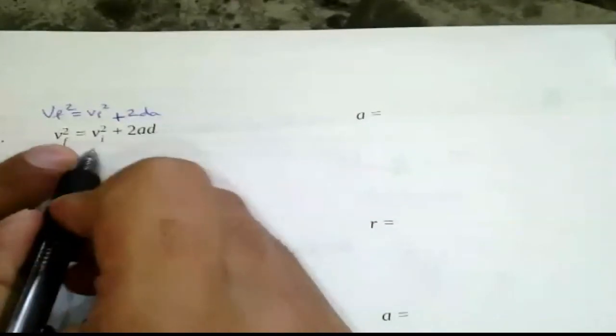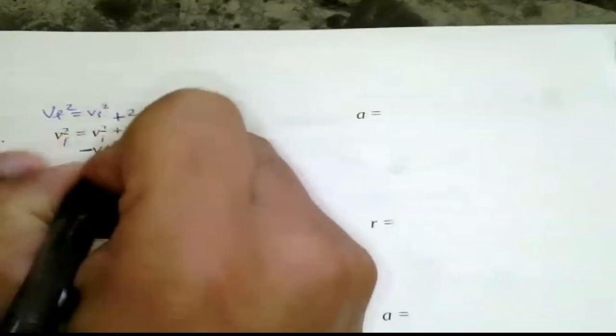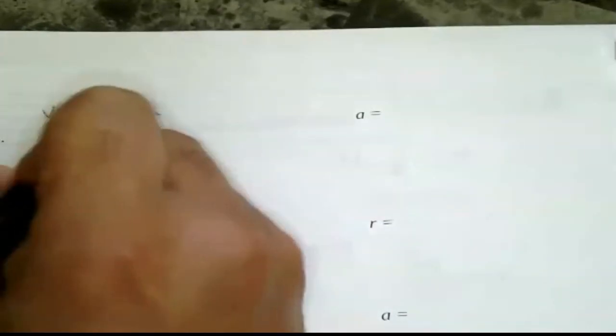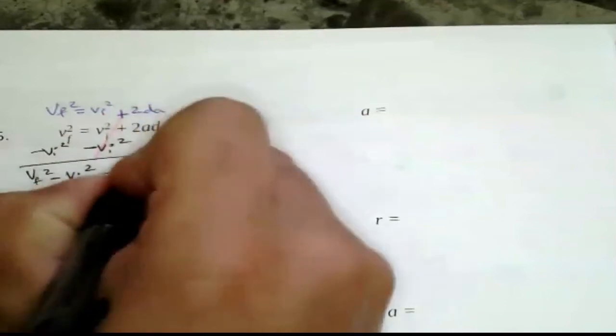Again, just like previous time, go ahead and subtract what you can, which is VI squared plus 2AD. This is being added, so subtract the VI squared. Do it on both sides. Rewrite your equation, and that becomes VF squared minus VI squared is equal to 2AD.